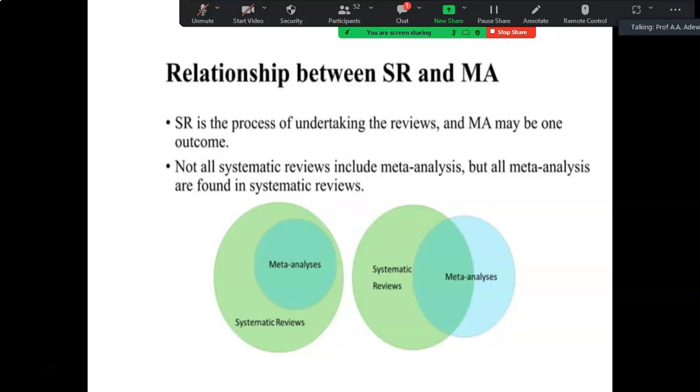This is the relationship between systematic review and meta-analysis, which I've discussed earlier. I said systematic review is the process of undertaking the reviews, and meta-analysis may be one outcome. Not all systematic reviews include meta-analysis, but all meta-analyses are found in systematic reviews.